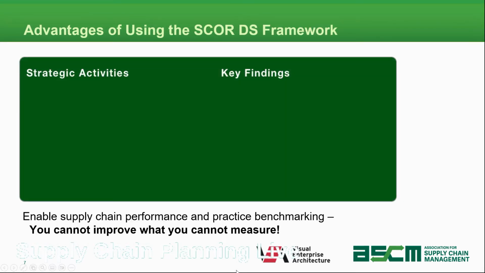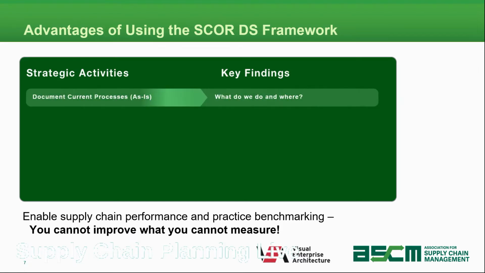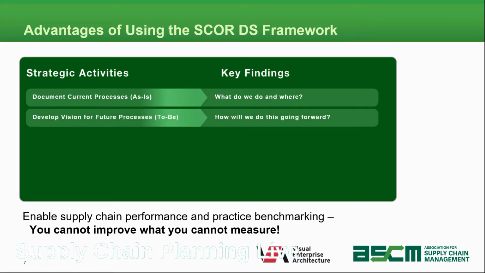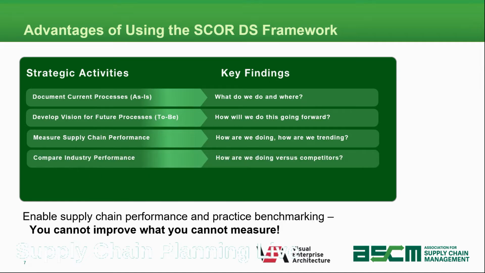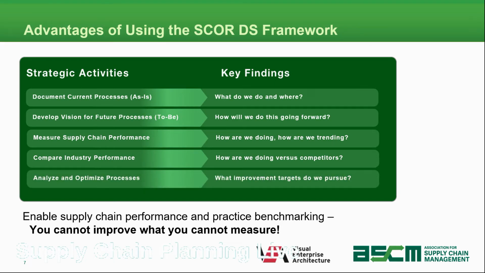The advantages of using the SCOR DS framework will enable you to focus on certain strategic activities. The first, as I mentioned, is documenting the as-is state of your processes, what you do and where. The second is developing that vision for future processes. Where do you want to be going forward? You can measure your supply chain performance to understand how you're doing and where you're trending. You can compare to industry performance benchmarks, looking at not only peers but also competitors. And then you can help to analyze and optimize your processes. How are you going to set that internal strategy around improvement targets and where you want to pursue certain areas of your supply chain transformation?